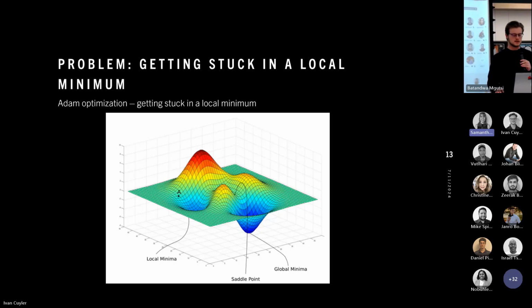Now, what happens with ADAM is that it can sometimes reach one of those local minimums a bit too early during training and just never be able to get out of it. So we obviously want to train and get better, but ADAM just gets stuck there. Our network just doesn't learn properly and becomes not that good.